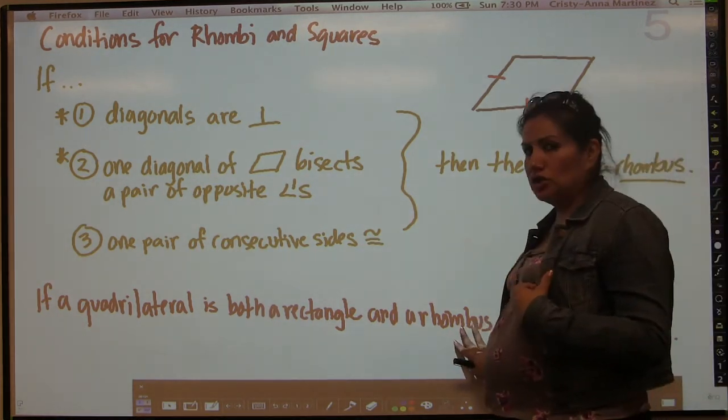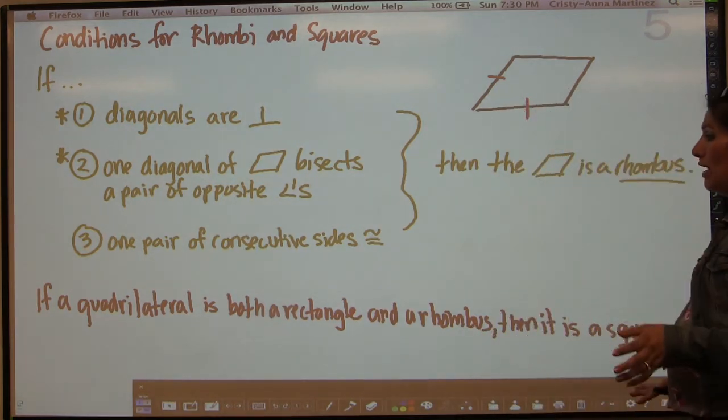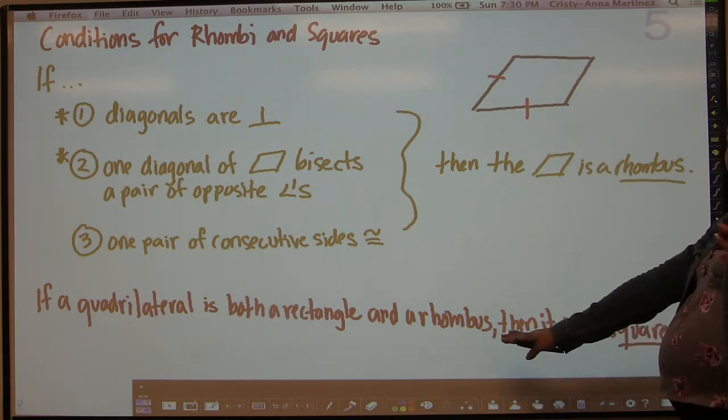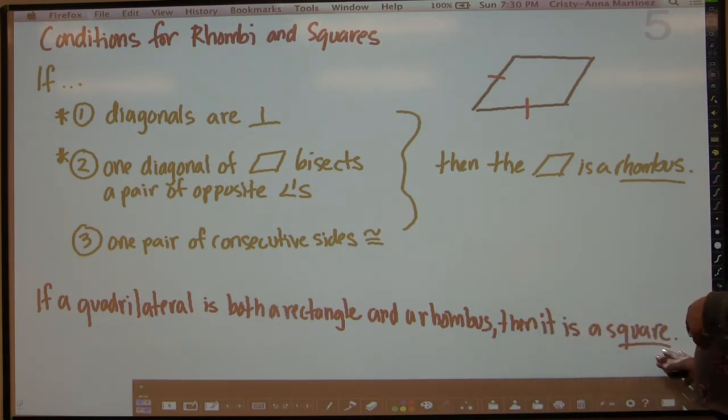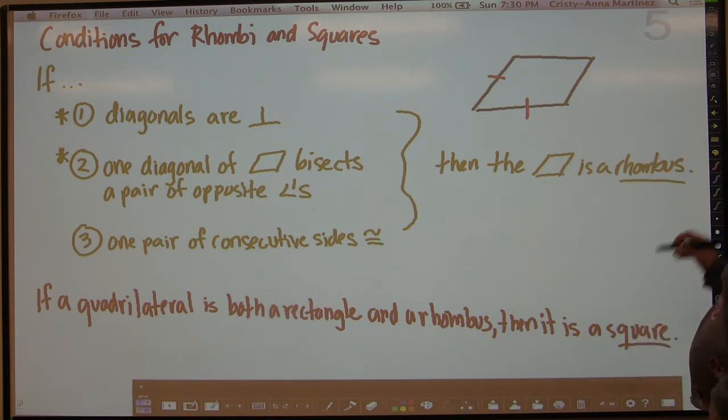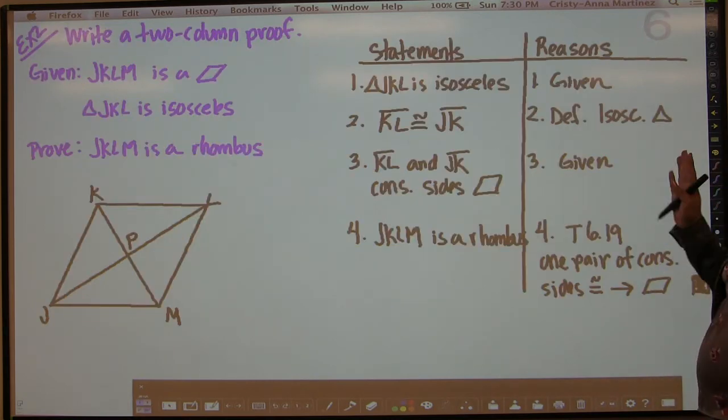Our last one refers to a square. If a quadrilateral is both a rectangle, meaning it has the 4 right angles, and a rhombus because it has 4 congruent sides, then it is a square. So you can see there how I was talking about earlier, like if you had a rectangle and a rhombus and they had a baby, maybe it'd be a square. Okay.